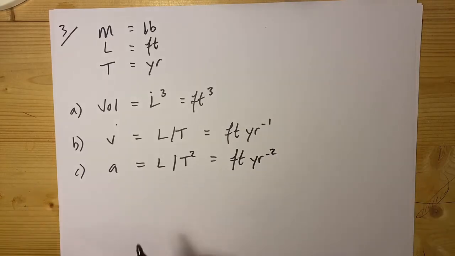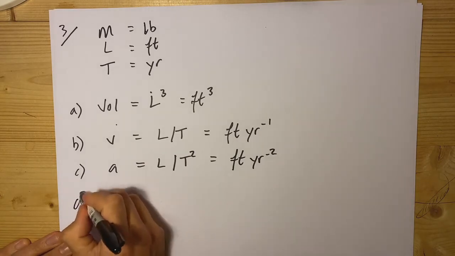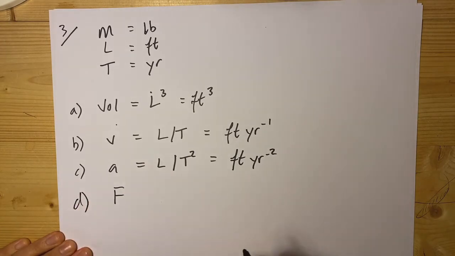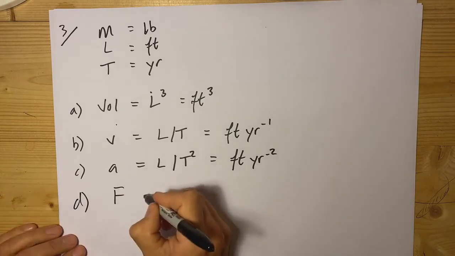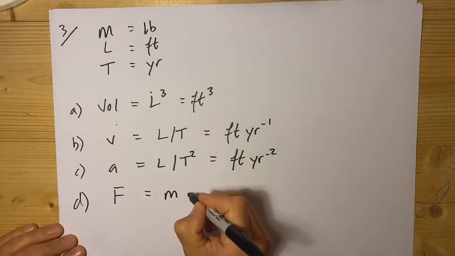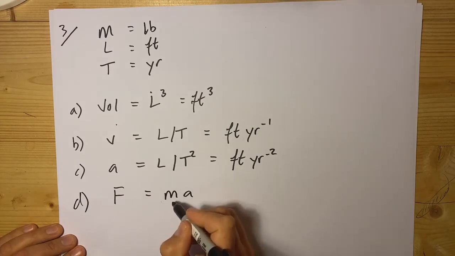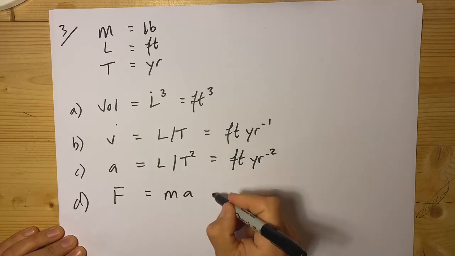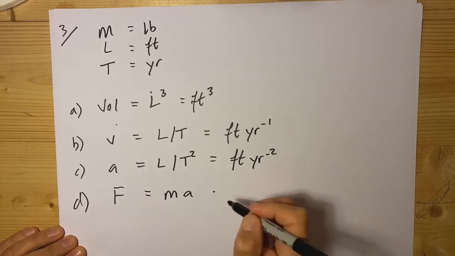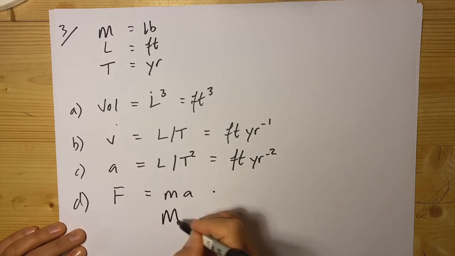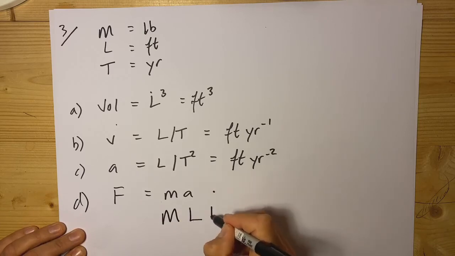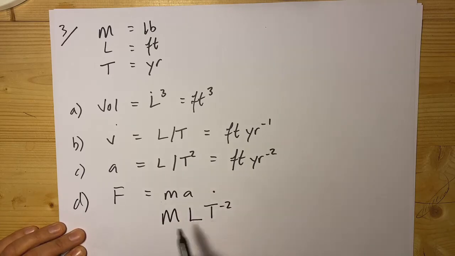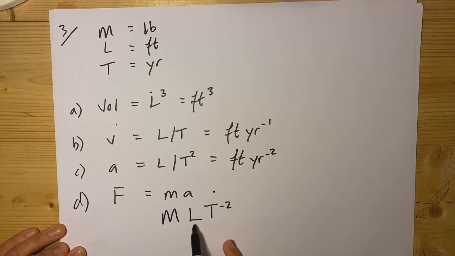Let's just do a couple more here. So one of the other ones I asked you about, I think it's D, which is force. So force, and you'll see this in the notes, and this is also Newton's second law. Force is mass times acceleration. So if we take acceleration from what we've got here, let's just do that in our dimensions. So it's mass, M, L, t to the minus 2. That's our dimensions of force.